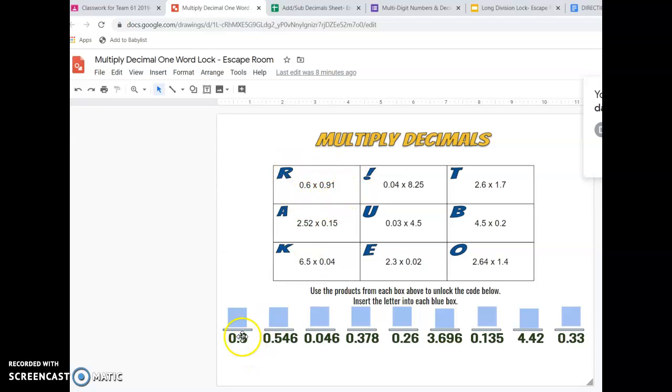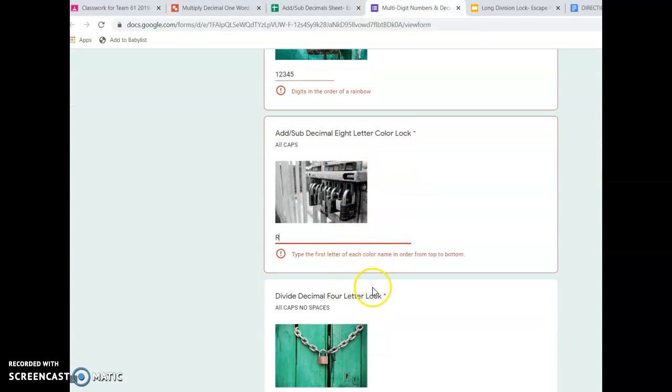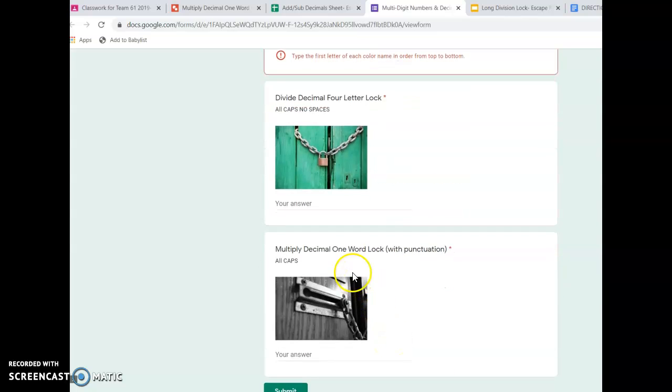The product is one of these numbers. If you do not see one of the numbers down here to go with your product, that means you made a mistake and you should go back and redo the problem or look back at your thinking. Let's say we think the answer to this problem is right here, 9/10. I would put the letter there, so an R in there, and it will eventually spell out a word. This word will be our code for our multiply decimal one.